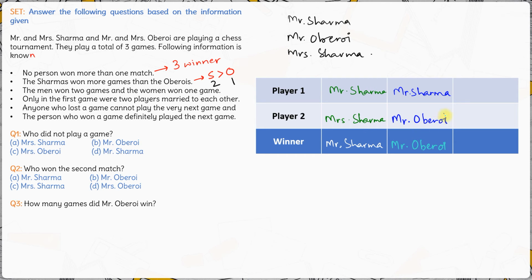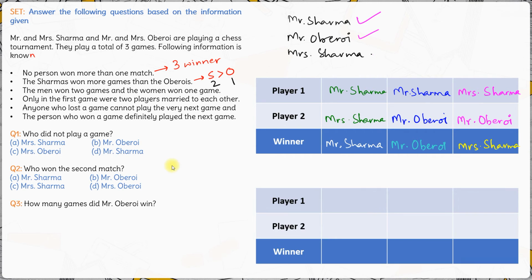Now Mr. Oberoi plays the third match. Who is going to be the other player? Mr. Oberoi has won one match, and Mr. Sharma has won his one match. Mrs. Sharma has to win one more match, so this has to be Mrs. Sharma over here, and Mrs. Sharma is going to win her match.